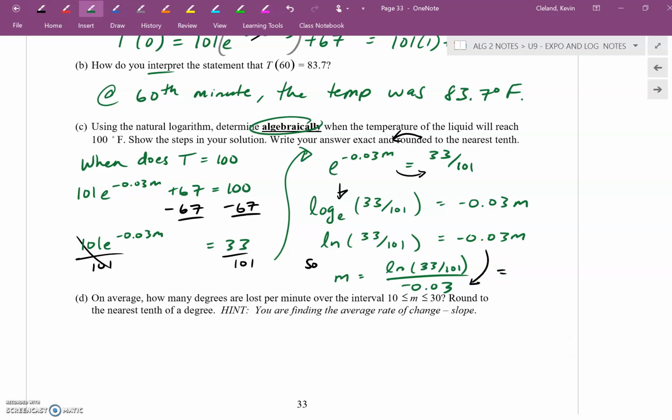I went ahead and calculated this on Desmos, and I've got approximately 37.3 minutes.